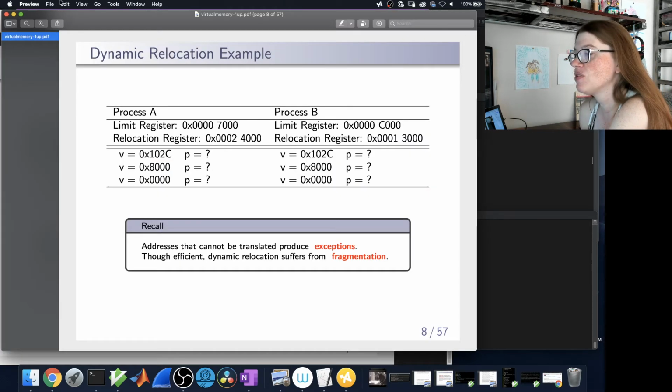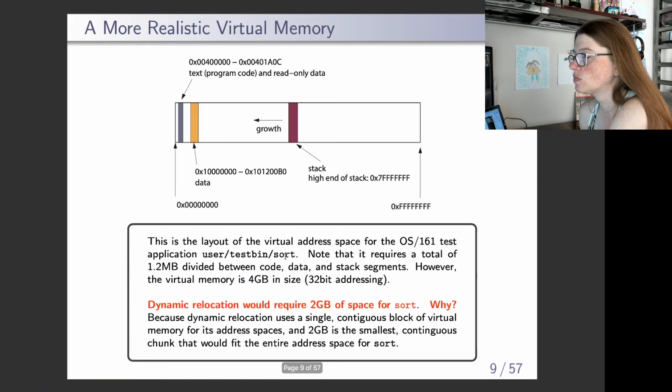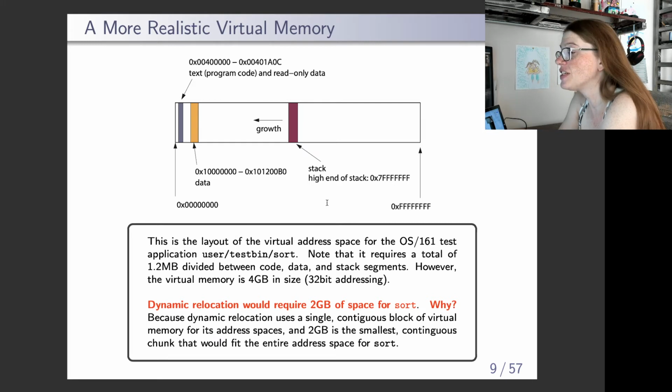Okay. So let's solve this problem. As I said, memory actually looks more like this when we have an address space. Our address space is actually going to be laid out with a code segment, a data segment, and a stack segment spread apart. Now, the problem with dynamic relocation is you're either going to have external fragmentation or internal fragmentation. And I'd like to do something to get rid of that fragmentation. So what am I going to do?